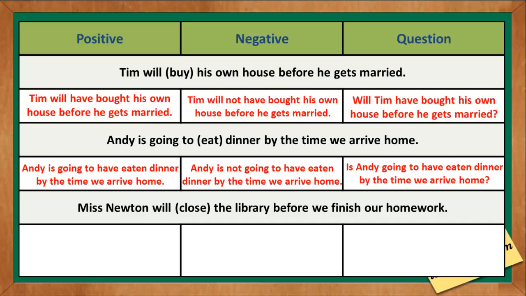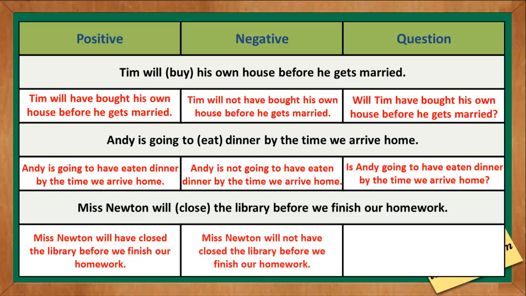The last one, Miss Newton will close the library before we finish our homework. The verb is close. The correct positive statement is Miss Newton will have closed the library before we finish our homework. The negative sentence is Miss Newton will not have closed the library before we finish our homework. And the question is, will Miss Newton have closed the library before we finish our homework? Did you get it right?